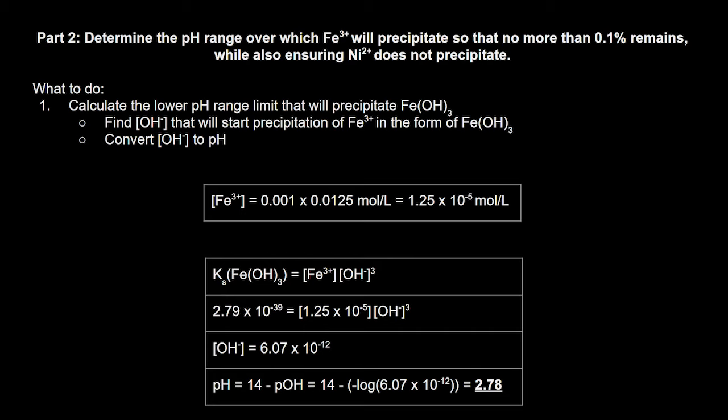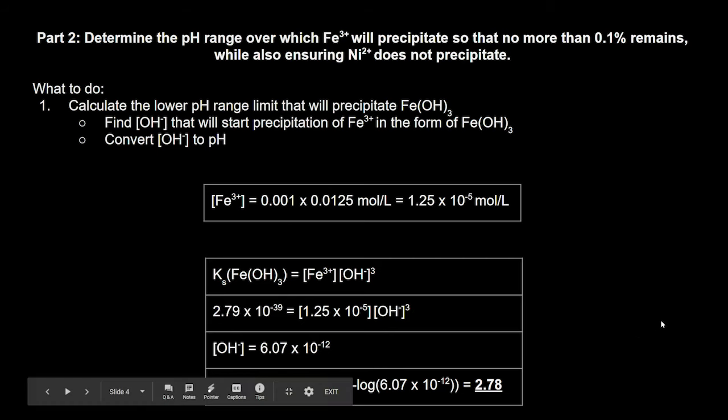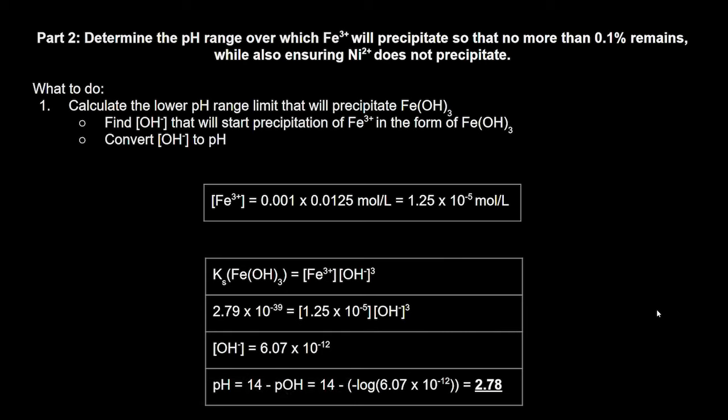So knowing that concentration, we can plug it into the solubility product expression for iron hydroxide. Ksp for iron hydroxide is a known value, it's a constant, so that was given to us in the question, so we plugged that in as well. And our only unknown in this equation is the concentration of hydroxide. So by rearranging, we get that concentration, and we can calculate the pH as well. The pH will be 2.78. That is the lower limit, the lowest concentration of hydroxide that will cause precipitation to occur.